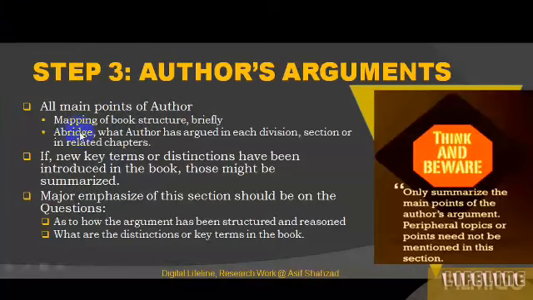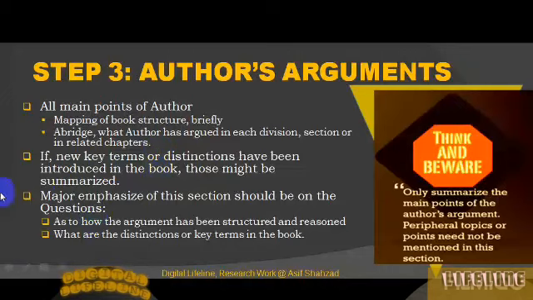You might make a structure of the book through mapping. You might tell your reader how the book has been structured. Your mapping should be brief. Secondly, what you need to do is abridge what the author has argued in each division, section or chapter. Abridging the author's arguments in separate portions, with relevancy and by taking out the main points, is very much appreciated in your evaluation process.